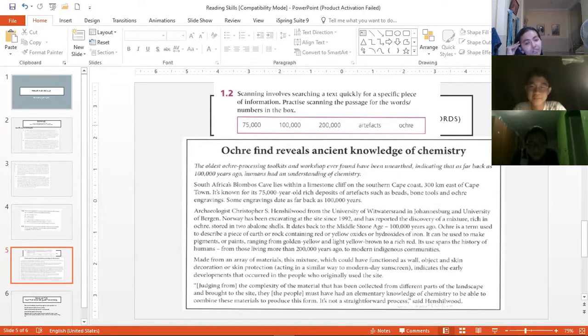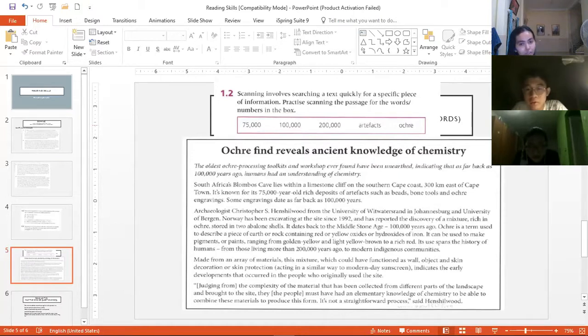What about 100,000? Where can you find that? First paragraph and second paragraph and third paragraph. So what does each refer to? Let's say the first one, second paragraph, 100,000 years. What does that refer to? The age of engravings, okay. Second time, another number, same thing. What does that refer to?